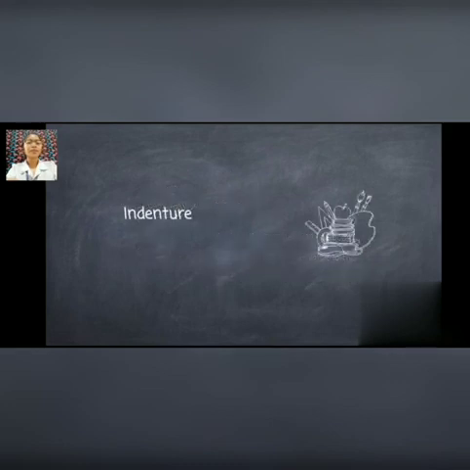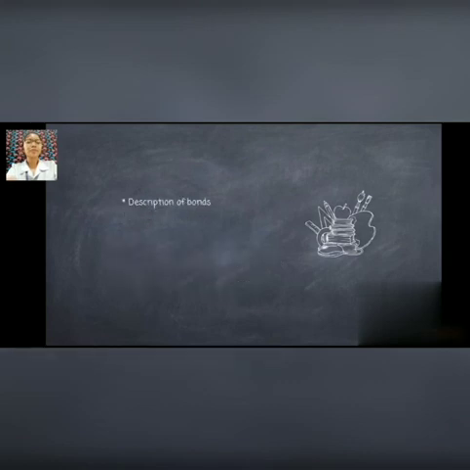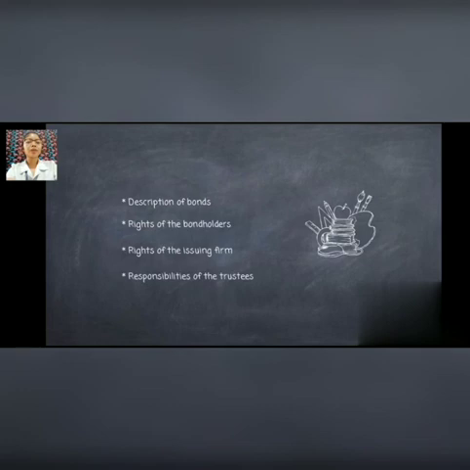Indenture. The agreement between the firm issuing the bonds and the bond trustee who represents the bondholders. It also provides the specific terms of the loan agreement, including the description of bonds, the rights of the bondholders, the rights of the issuing firm, and the responsibilities of the trustees.